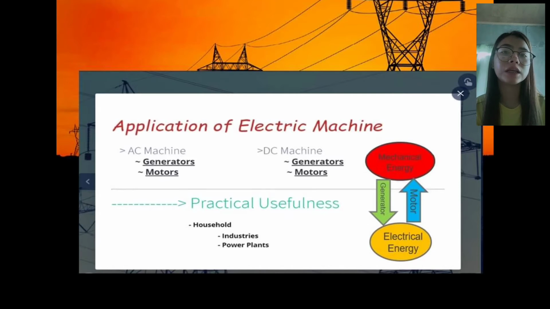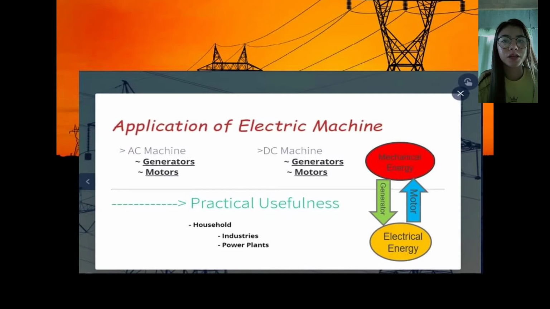So ibig sabihin lang nito is kailangan ng movement to be able to provide a power. And the motor is a machine that converts electrical energy to mechanical energy. So ito, kailangan naman nito ng power para mapagalaw yung object.